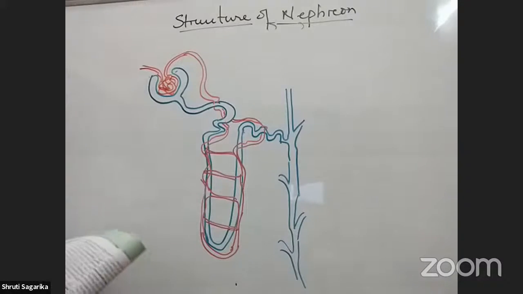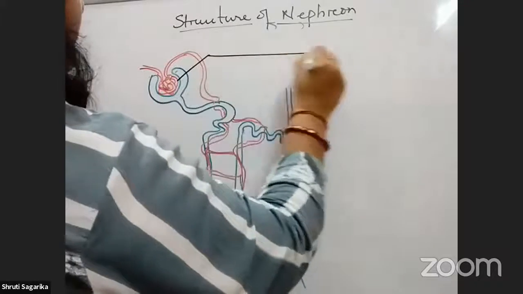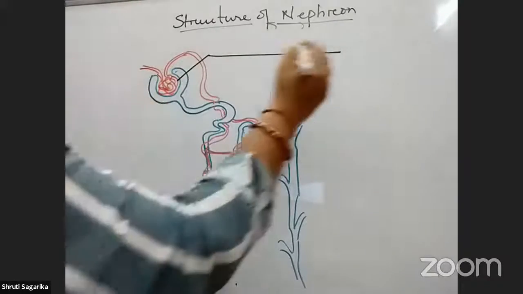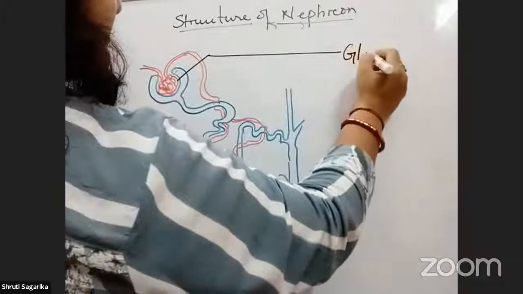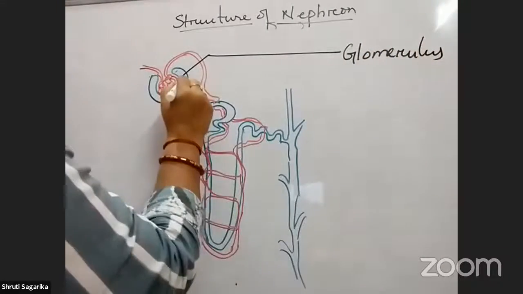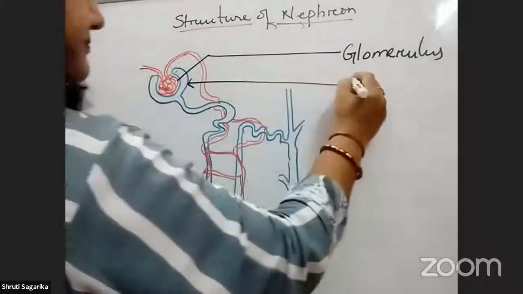So you have seen it in 10th standard, it seems, right? Now you will tell me what these parts are. I will just label, and you will tell me what each part is. Afferent arteriole. Glomerulus. What is this part? Bowman's capsule.